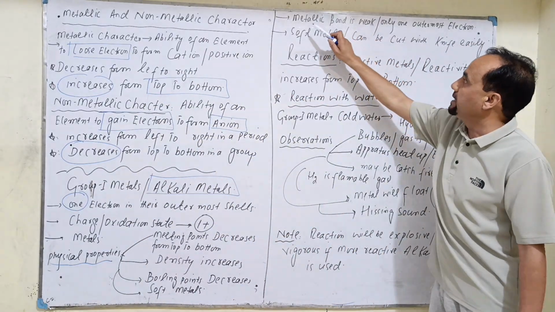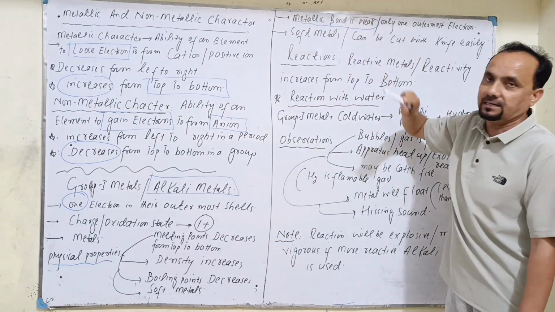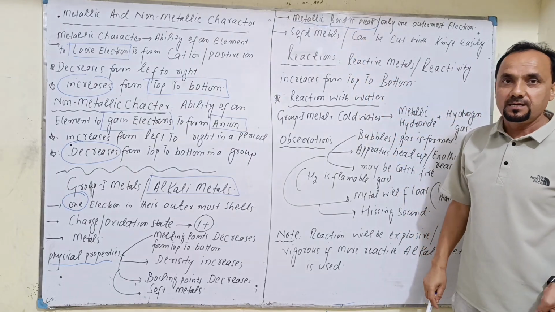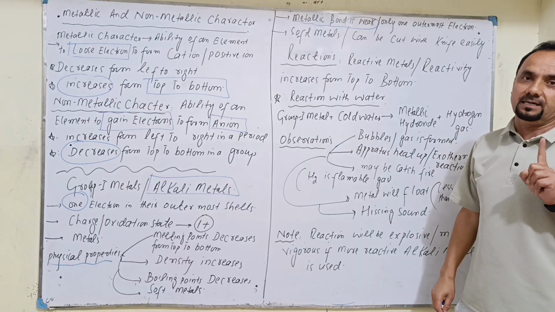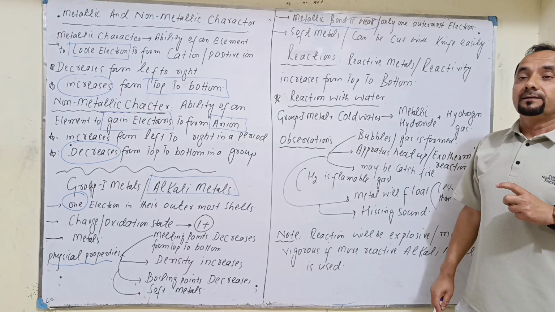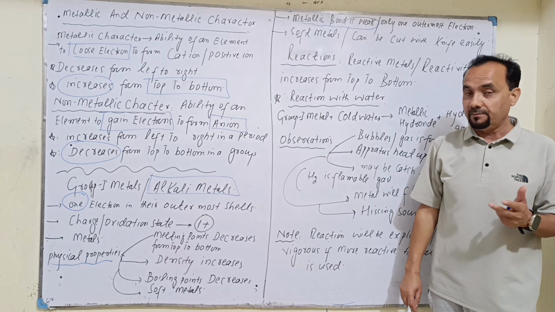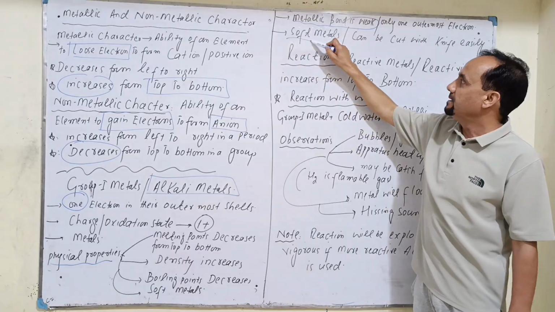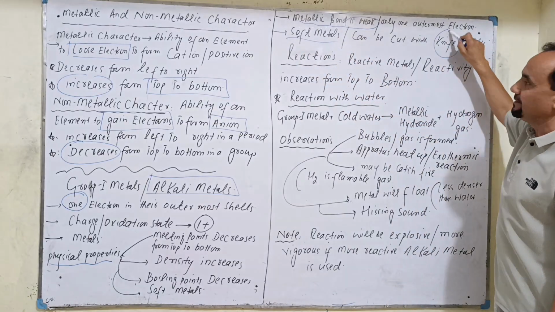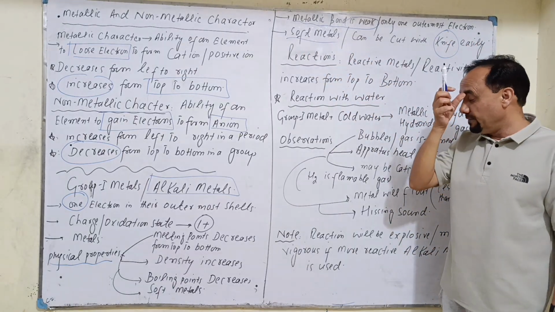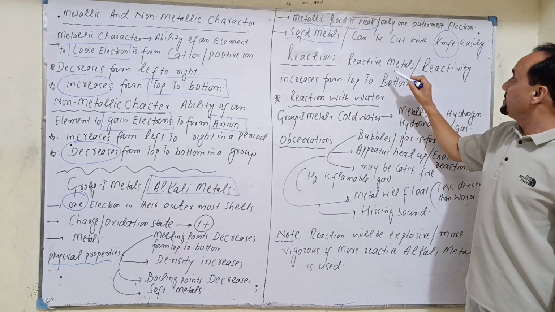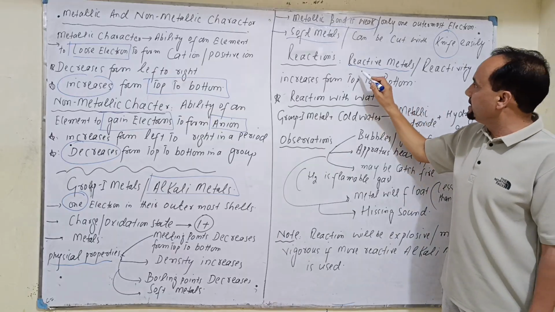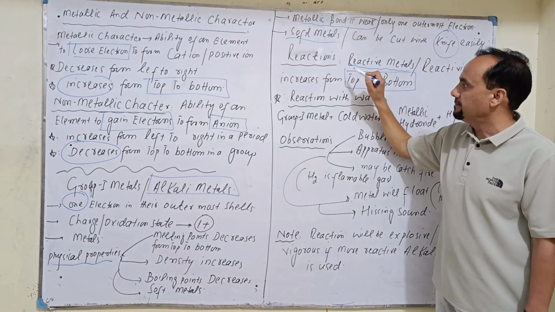Now why is the metallic bond weak in group 1 metals? Metallic bond depends on the number of electrons in the valence shell. Group 1 have just 1 valence electron, so that's why they have the weakest metallic bond. I'm talking about just group 1, and that's why they are very soft metals, and they can be easily cut with a knife. Now we will discuss some reactions of this group. They are reactive metals, and the reactivity decreases from top to bottom.